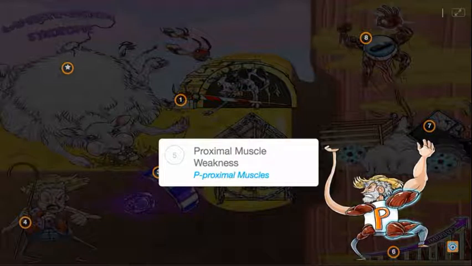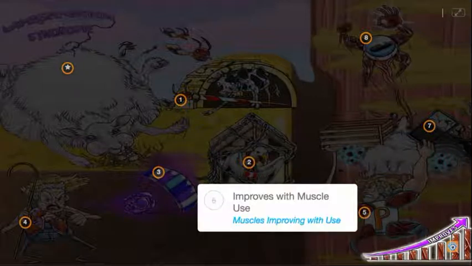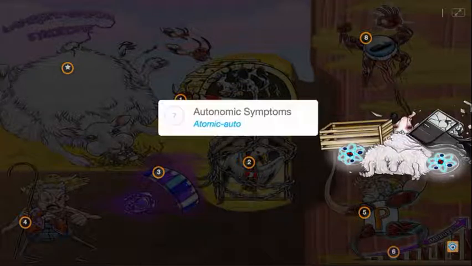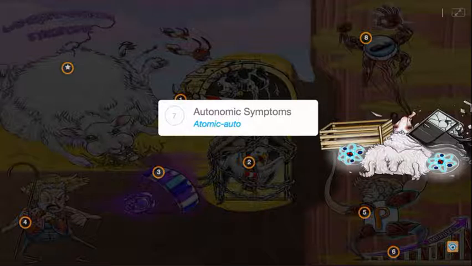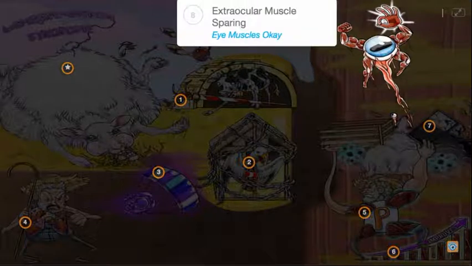Symptoms of Lambert-Eaton syndrome include proximal muscle weakness, shown as the P proximal muscles, and this weakness is usually overcome throughout the day and improves with muscle use. This is illustrated as the muscles improving with use. Furthermore, patients can have autonomic symptoms like dry mouth and impotence, along with blurred vision and constipation, and this is represented by the atomic auto. Patients with Lambert-Eaton also show extraocular muscle sparing, seen as the eye muscles signaling they're okay.